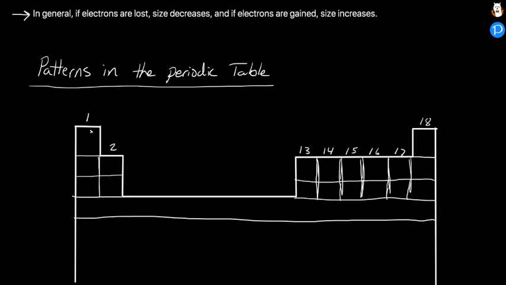The pattern we see here is that all the elements in group 1 here, since they have one valence electron, are going to typically lose that one valence electron and get a charge of +1. So all of these elements in group 1 typically have a charge of +1. Same thing for group 2 here. They have two valence electrons, and so typically they're going to lose those two valence electrons and get a charge of +2.